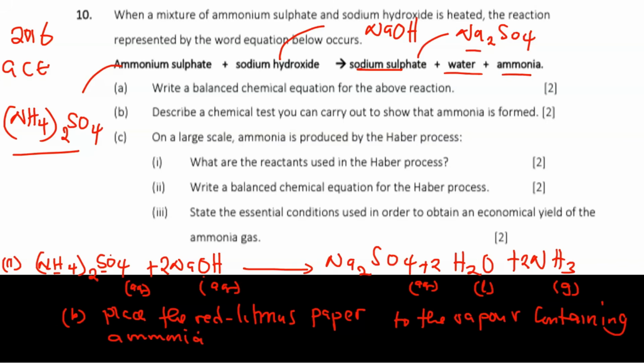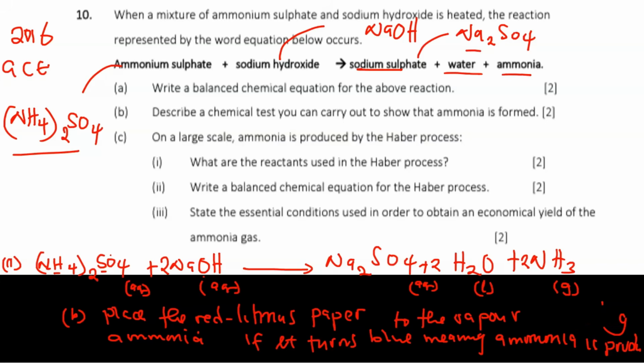Suspected to contain ammonia. If it turns blue, meaning the gas is ammonia, ammonia is produced. So place the red litmus paper to the vapor, and if it turns blue, meaning ammonia is produced or ammonia is present. So that is the test that you carry out.